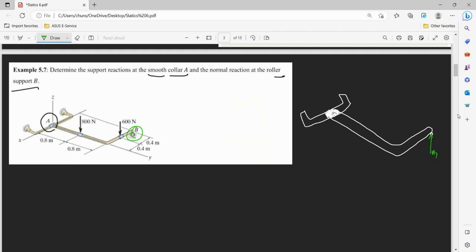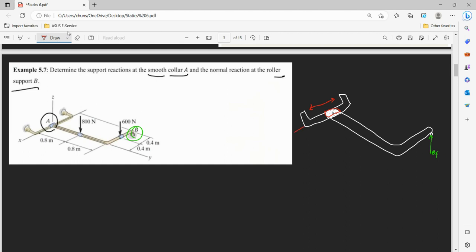I'm going to call this By. So that is our first reaction force. And it wants our reactions at point A from the collar. So if we can picture this collar, imagine taking this collar and being able to slide it back and forth along this surface, as if you were sliding a bead along a string from a necklace, right? You could still translate it side to side.